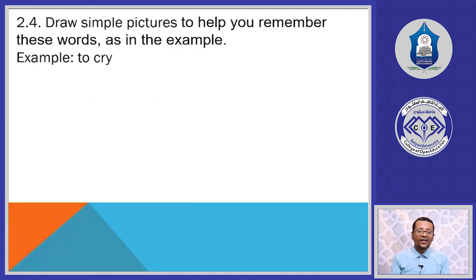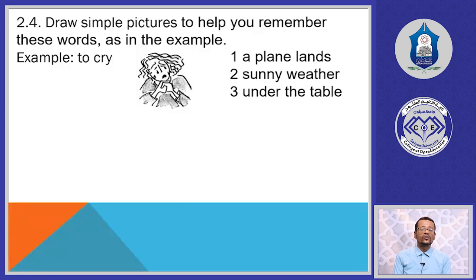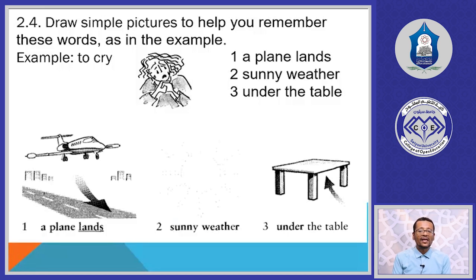Okay, another exercise is: draw simple pictures to help you remember these words, as in the example. Example: to cry. So it says draw simple pictures. Is it difficult to draw a picture of the word cry? I don't think so. So look at this picture. This picture represents the verb cry. Another picture, you need a picture of a plane. A plane lands, or sunny weather, or under the table. Look here, the plane lands.